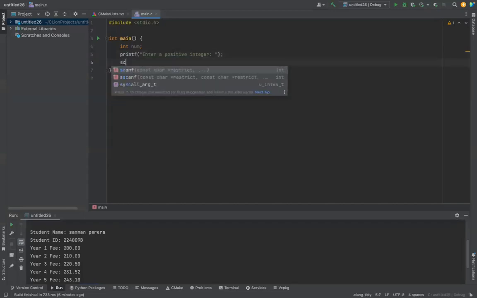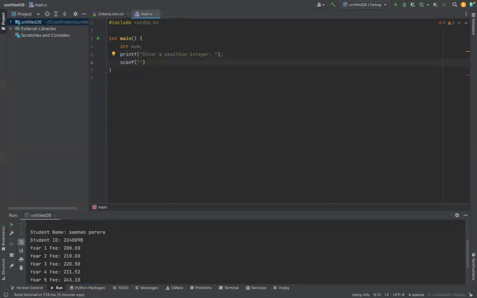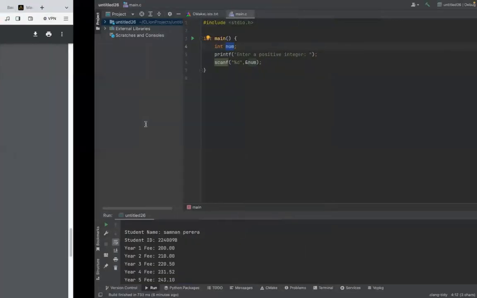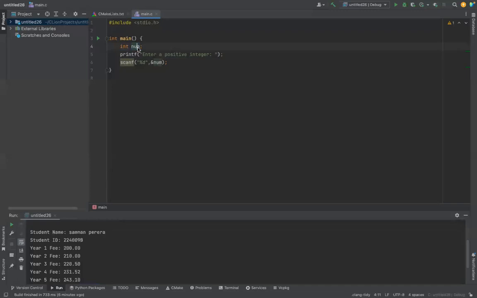Okay, then scanf percentage d and number. Now what we have to do is calculate this operation. That means if you set 153, 1 into 1 into 1, 5 into 5 into 5, 3 into 3 into 3, and put it into another variable, and that variable should be compared with this number, whether it is equal.